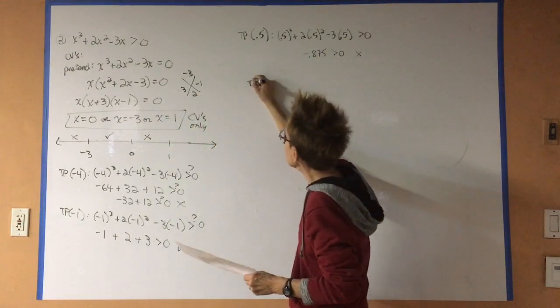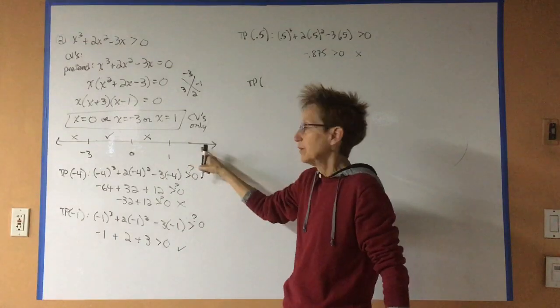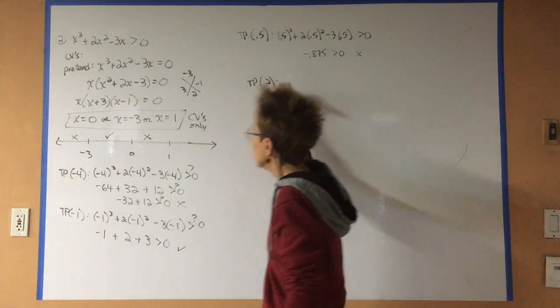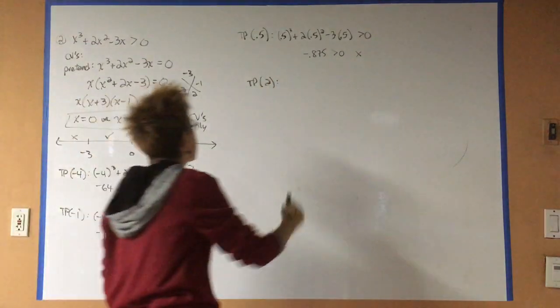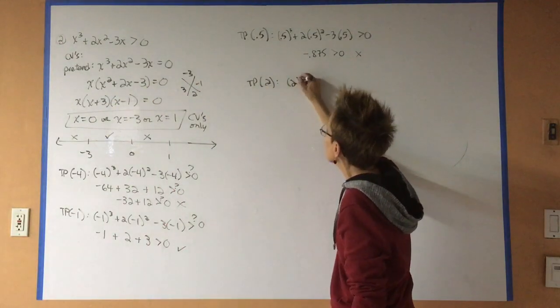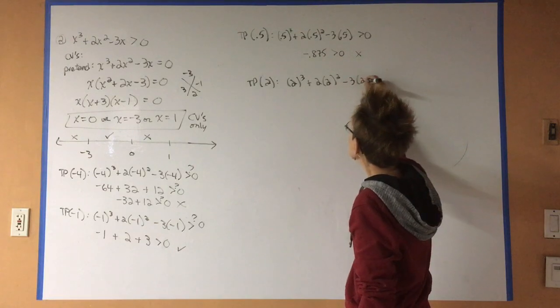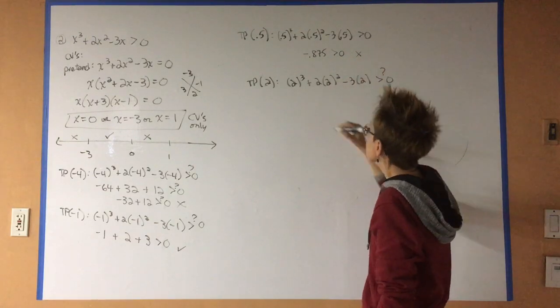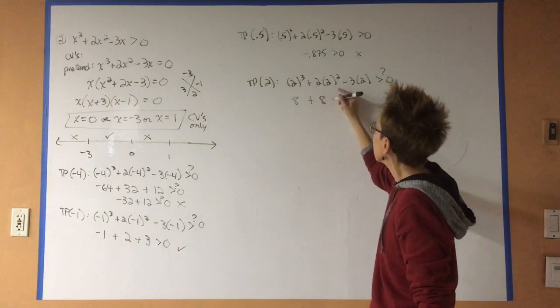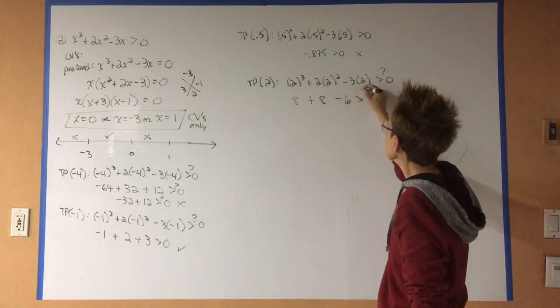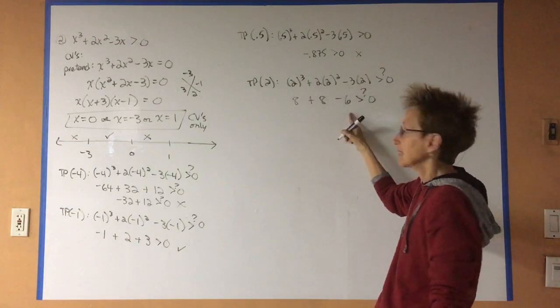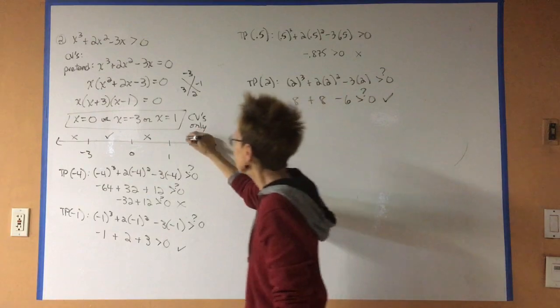And then I did one more test point over here bigger than 1, so I grabbed test point of 2. So I've got 2 cubed plus 2 times 2 squared minus 3 times 2. Is that greater than 0? That's 8 plus another 8 minus 6. 16 minus 6 is 10, so yes, 10 is greater than 0.